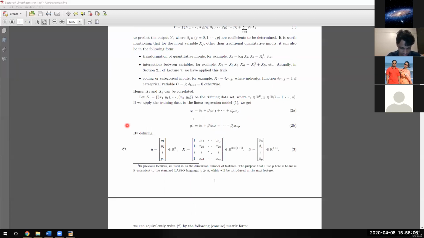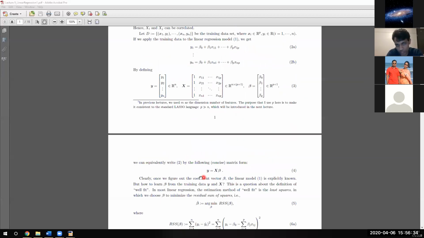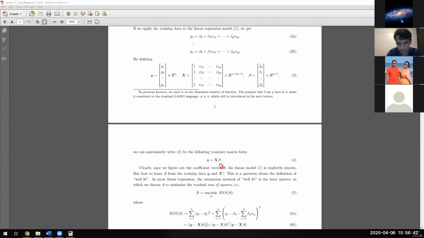And to make my life easier, I write it in matrix form, in which y is a vector in R^n, X is a matrix in R^(n by p+1), because I make the first column all 1s. And beta is a vector of dimension p+1 because I include the intercept inside. So these two, formulation 2, can be easily written as y = X beta in vector form. Very concise, very beautiful. And clearly, once I know beta, I'm done. The question is how to figure out beta.